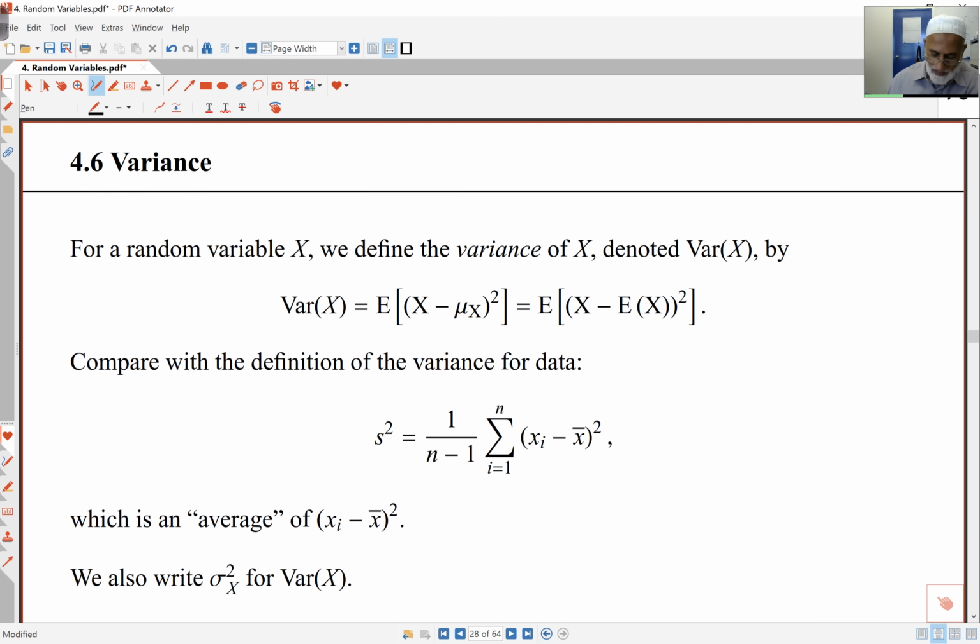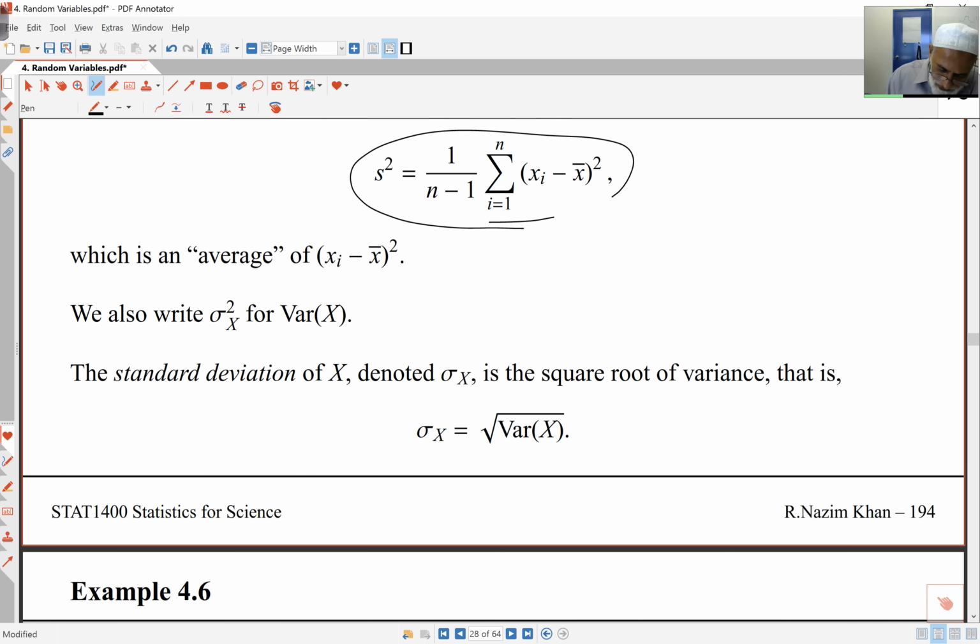The next thing we look at is variance. The variance is defined in the case of data with this formula: take off the mean, square it, and average it. Averaging is the same as expectation, so I do the same with random variables. I subtract the mean, square it, and average it. This is my averaging, the expectation. We also use the symbol sigma squared x for variance. The standard deviation is the square root of the variance, and we usually denote that as sigma x.